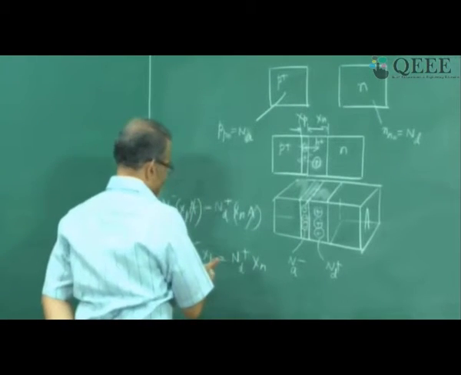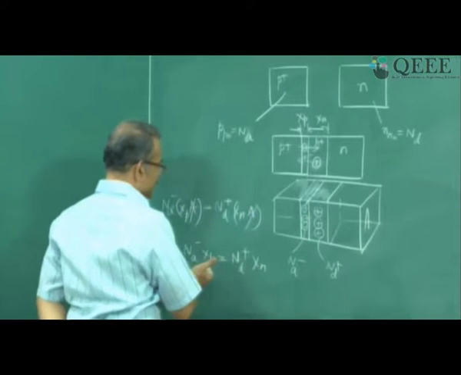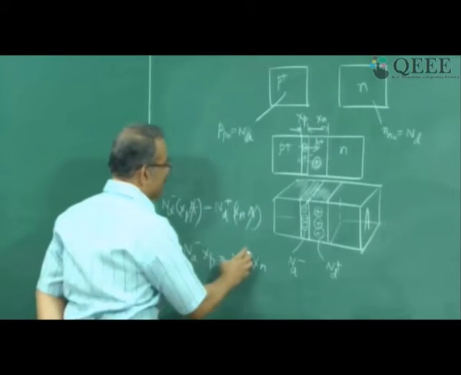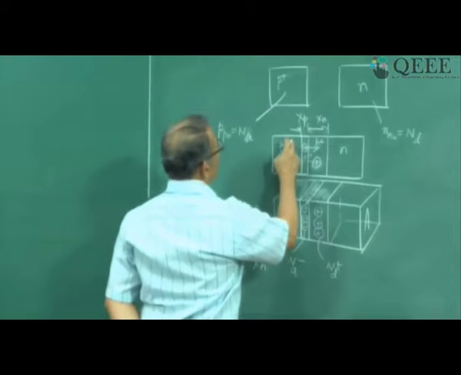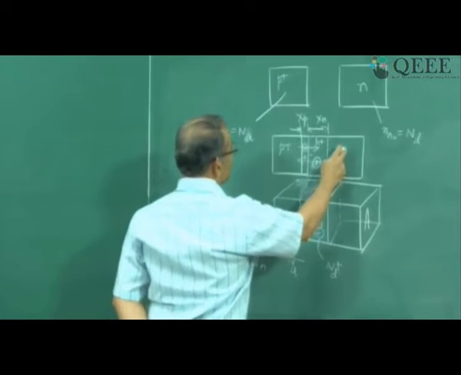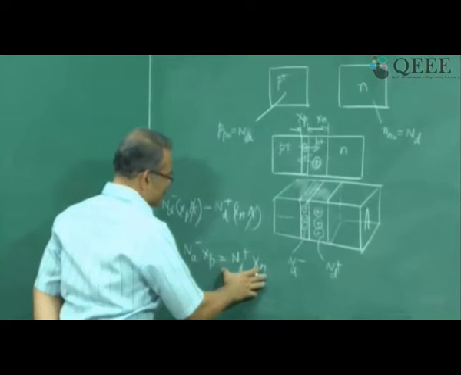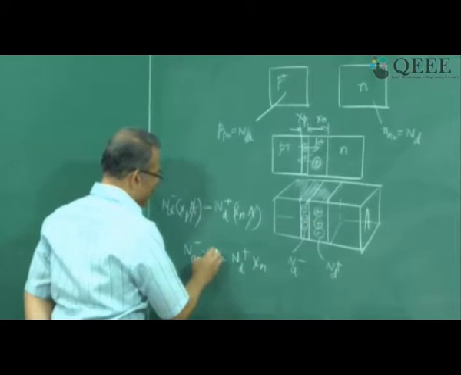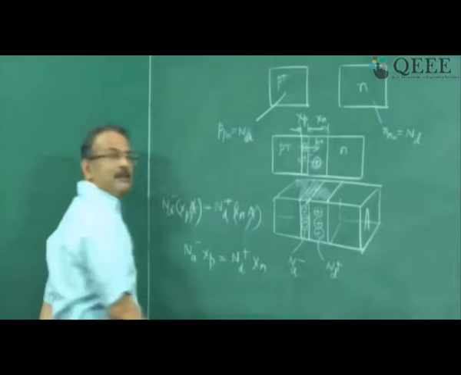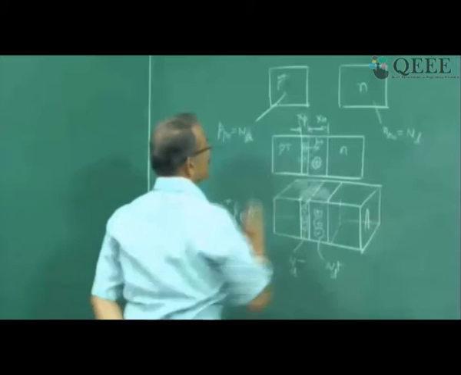So since NA minus is more than ND plus, we are saying P plus, this is heavily doped compared to this. So NA minus is more than ND plus. If I want this equality, Xp should be less than Xn, right. That is what is shown here.